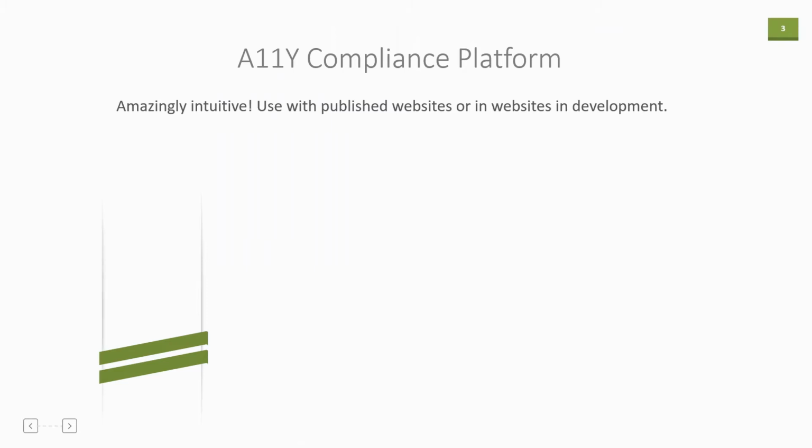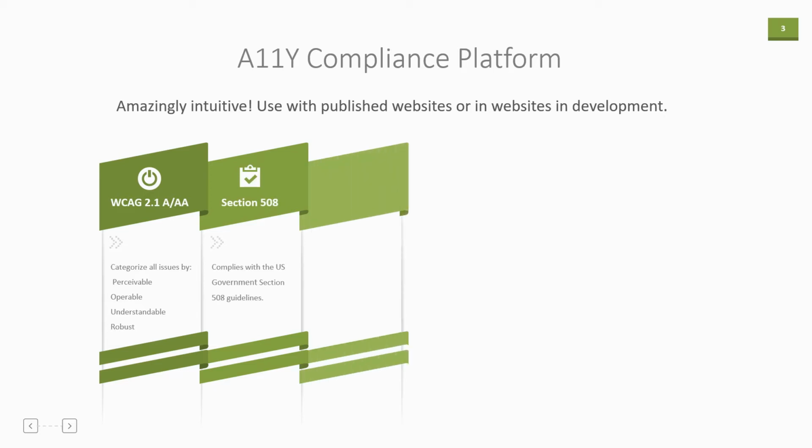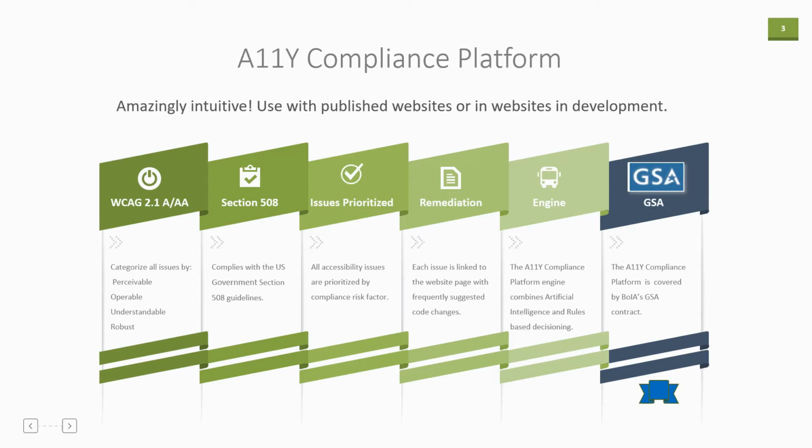The A11Y compliance platform, nicknamed the Tool, completes a comprehensive website test against WCAG 2.1 A/AA guidelines, and of course to the U.S. government's Section 508. All compliance issues are reported by priority based on the compliance risk factor. Each compliance issue has remediation suggestions, many with HTML code, the appropriate WCAG guideline, and is linked to the website that is being tested for easy reference.